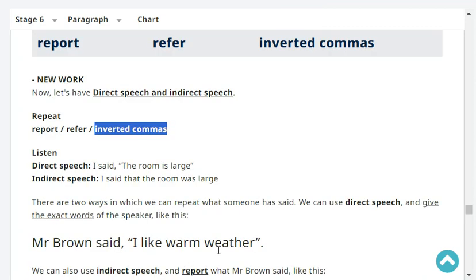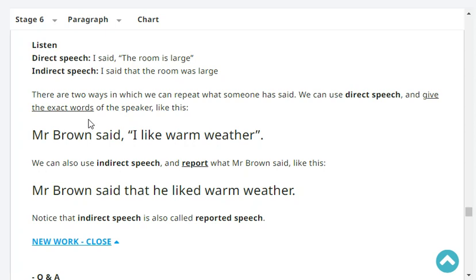Okay, listen. Direct speech. When we say direct speech, for example, I said the room is large. For indirect speech, we say I said that the room was large. So there are two ways in which we can repeat what someone has said. We can use direct speech and give the exact words of the speaker like this. Mr. Brown said, I like warm weather. We can also use indirect speech and report what Mr. Brown said like this. Mr. Brown said that he liked warm weather. Notice that indirect speech is also called reported speech.